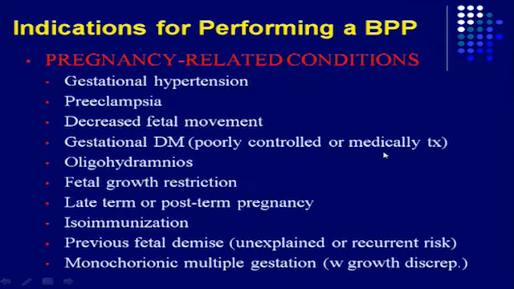Indications for performing BPP that are pregnancy-related conditions would be gestational hypertension, so PIH, preeclampsia, decreased fetal movement, poorly controlled gestational diabetes, decreased fluid or oligohydramnios, fetal growth restriction, late-term or post-term pregnancy, isoimmunization, previous fetal demise, whether it's unexplained or current risk, and then your monochorionic twins.